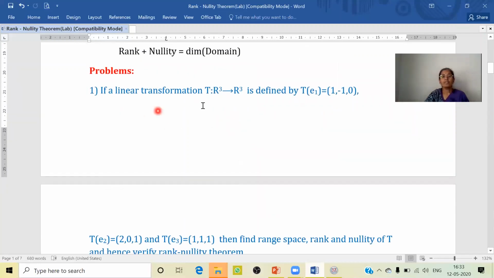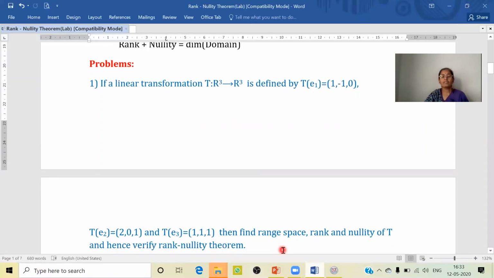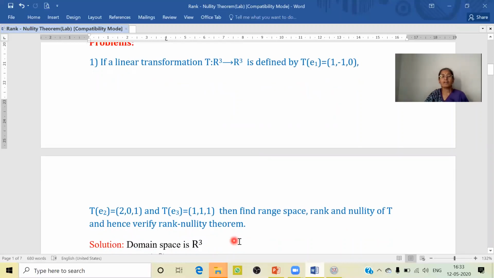If a linear transformation T from R cube to R cube is defined by T of E1 is equal to (1, -1, 0), T of E2 is equal to (2, 0, 1), and T of E3 is equal to (1, 1, 1), then we need to find range space, rank, nullity of T, and hence verify the rank nullity theorem.